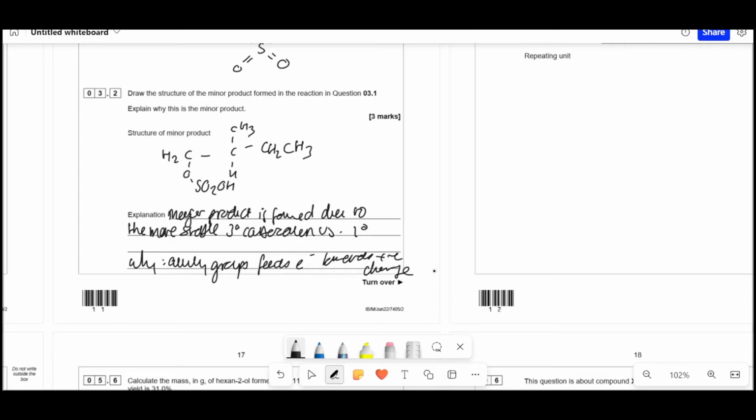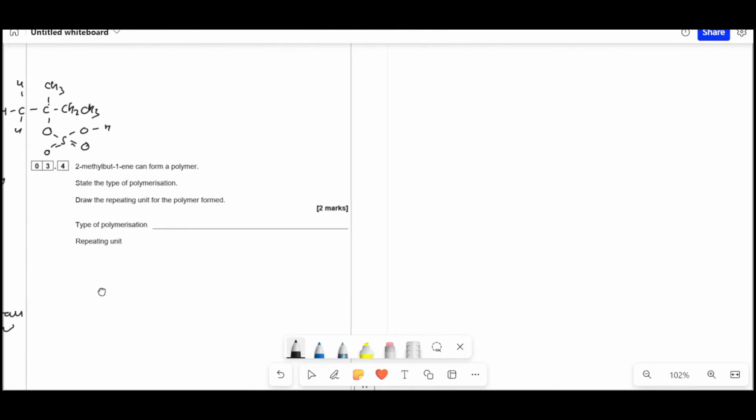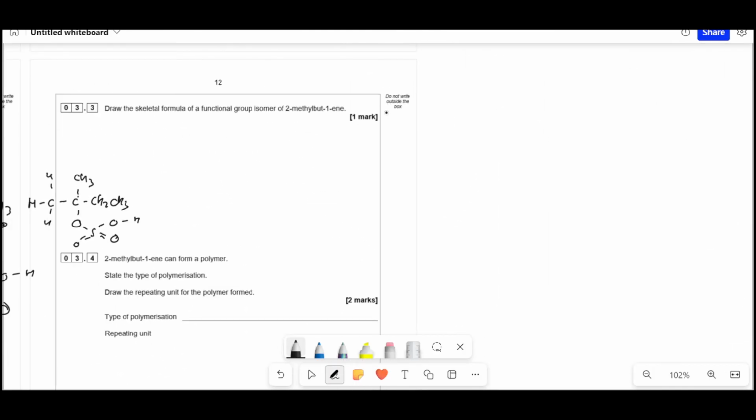So if you notice, the pattern I'm following is what marks the start of whatever we're dealing with, what marks its finish, and then what the overall thing is, and then the how, the actual steps in between. If you do it like that, it makes it a lot easier. And a lot of the time you can do it just by looking at what the question says. It says, draw the skeletal formula of a functional group isomer of 2-methyl-but-1-ene.